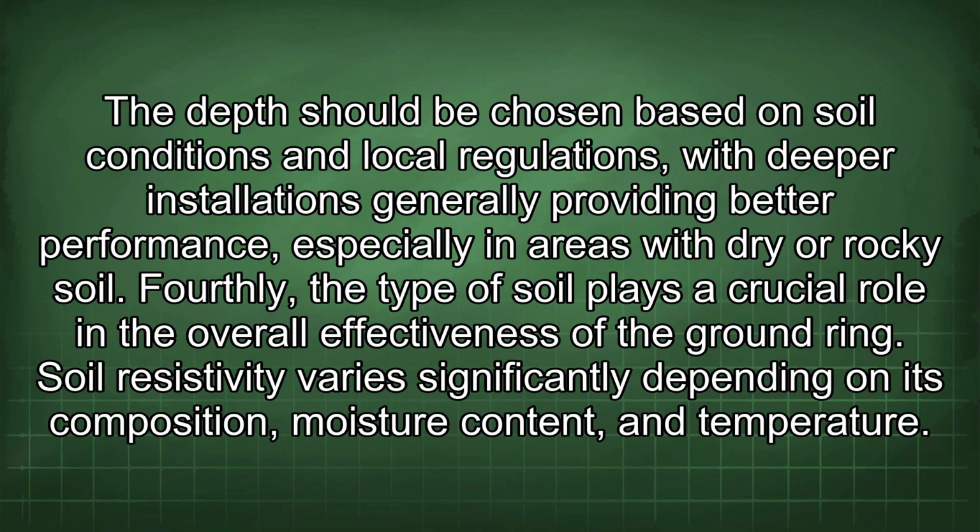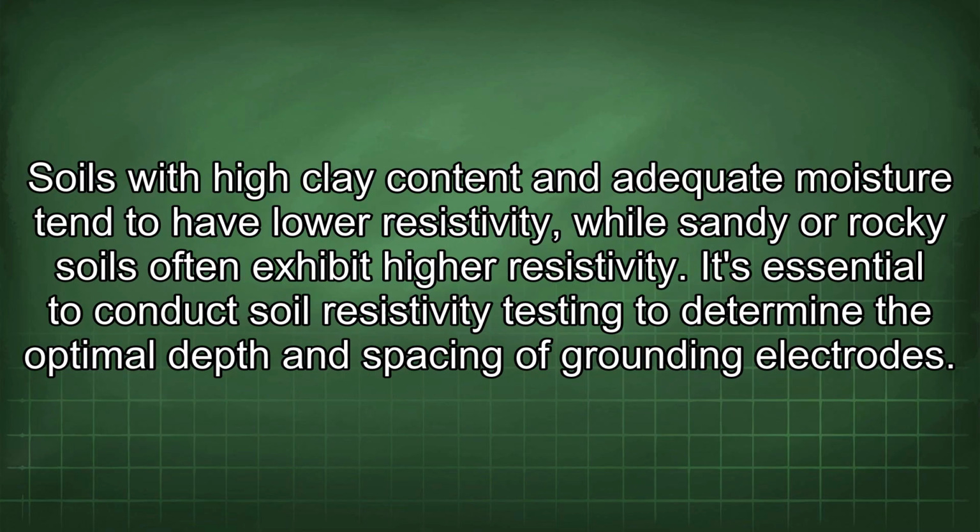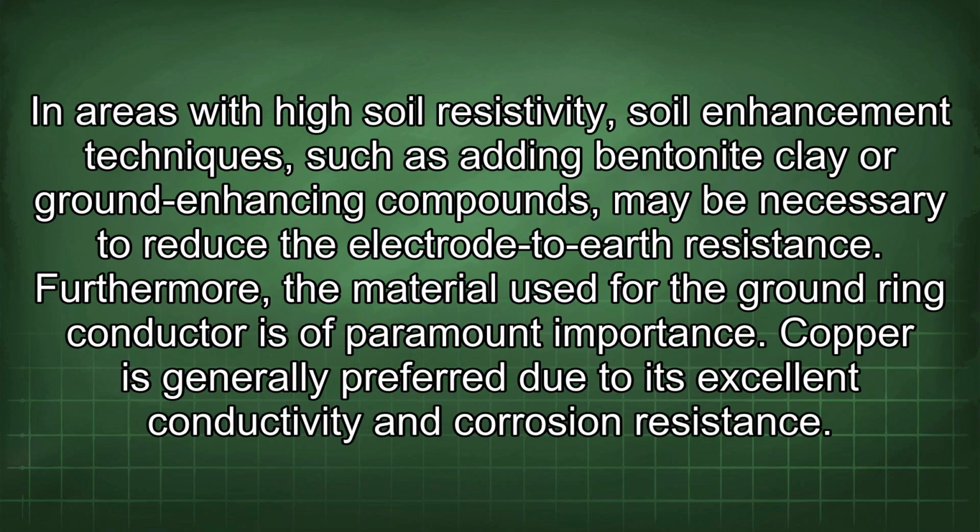Fourthly, the type of soil plays a crucial role in the overall effectiveness of the ground ring. Soil resistivity varies significantly depending on its composition, moisture content, and temperature. Soils with high clay content and adequate moisture tend to have lower resistivity, while sandy or rocky soils often exhibit higher resistivity. It's essential to conduct soil resistivity testing to determine the optimal depth and spacing of grounding electrodes. In areas with high soil resistivity, soil enhancement techniques, such as adding bentonite clay or ground-enhancing compounds, may be necessary to reduce the electrode-to-earth resistance.